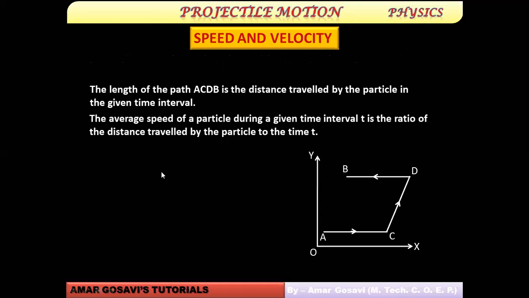Once we understand the difference between distance and displacement, you can define the two things. So you define average speed as the ratio of distance traveled by the particle to the time t. When I say distance traveled, that means I'll have to work out the entire length from A to C, C to D, and D to B. That's how I will get average speed. So speed you will define as distance traveled by the particle per unit time. Speed is a scalar quantity which will need only magnitude for its description.